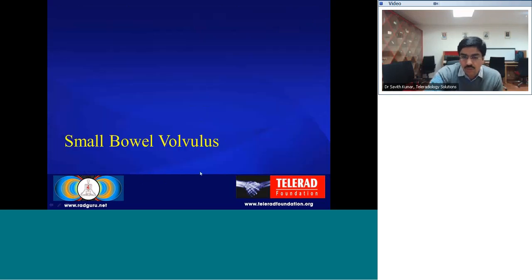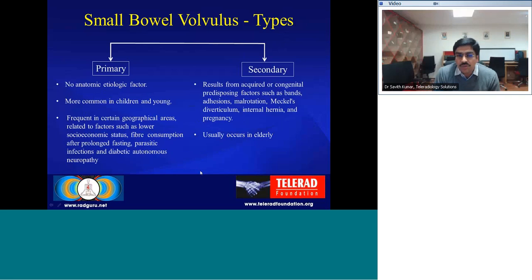So coming to the small bowel volvulus, the types are, it can be a primary small bowel volvulus or a secondary small bowel volvulus. In the primary small bowel volvulus, there is no anatomical etiological factor, whereas in a secondary volvulus, there is an acquired or a congenital predisposing factor such as a band, adhesion, malrotation, Meckel's diverticulum, internal hernia, and it is seen in association with pregnancy. The primary small bowel volvulus is more common in children and young adults, whereas the secondary small bowel volvulus is common in the elderly.